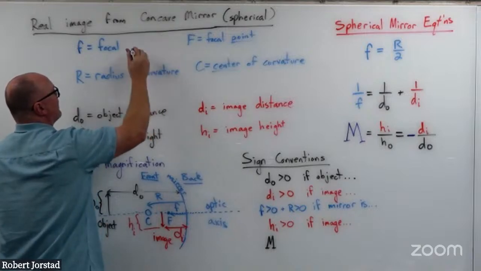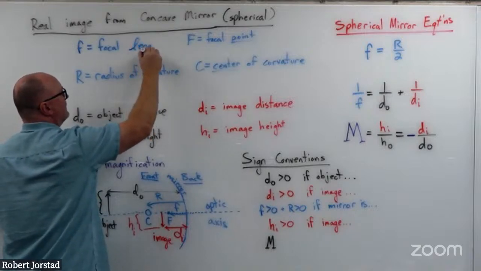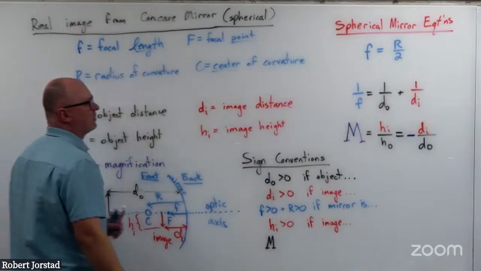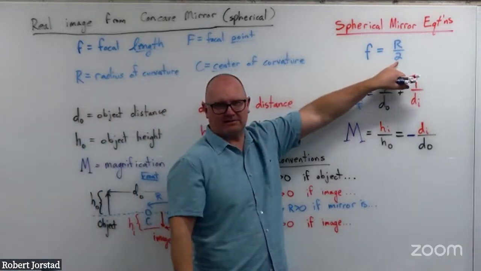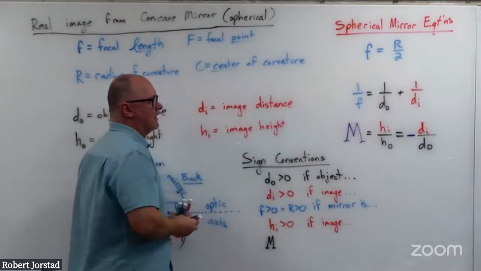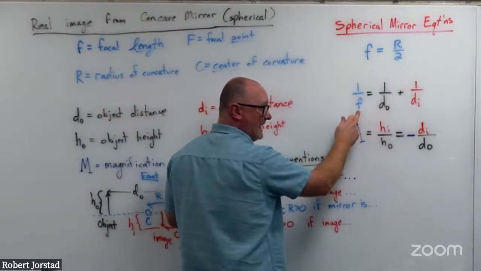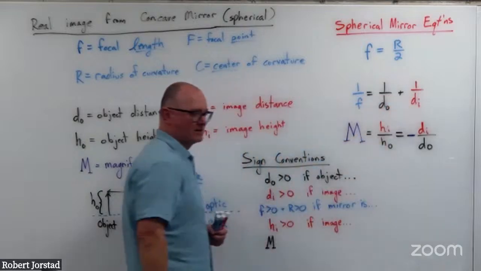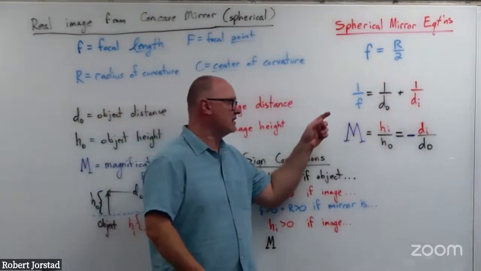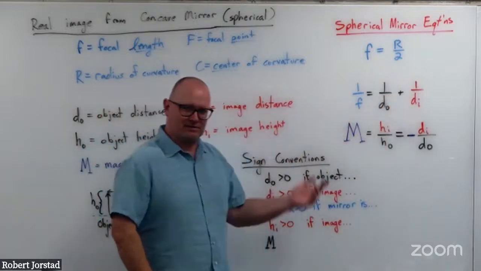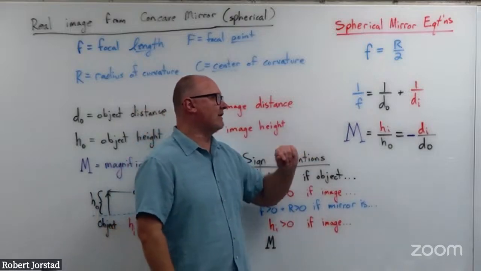Let's do it that way. I like that phrase better. The focal length is half the radius of curvature. The object distance, image distance, and focal length are related by this equation. I sometimes just call this the 1 over f equation, just so I don't have to say it all the time. The 1 over f equation.